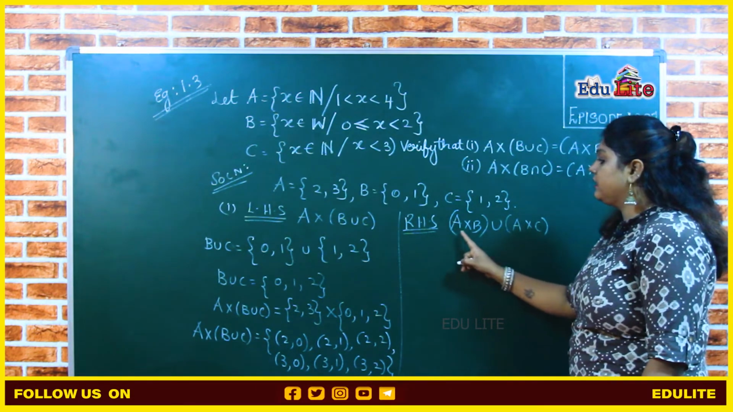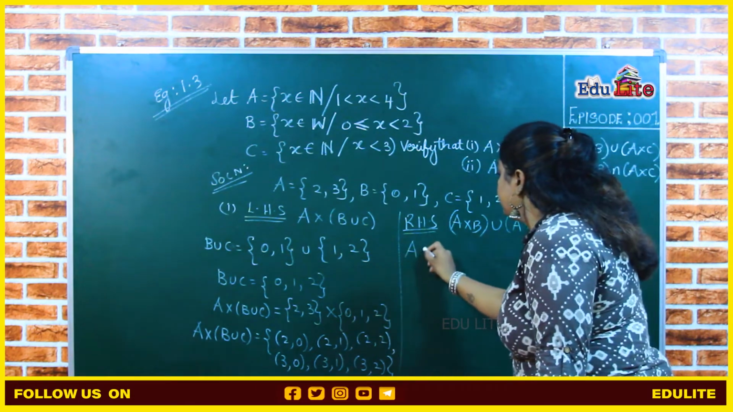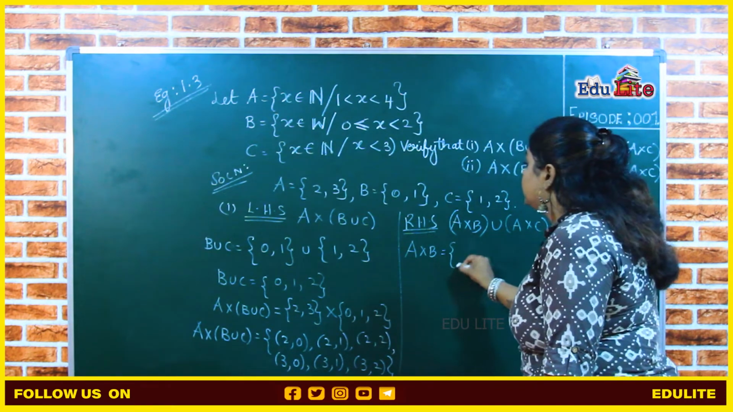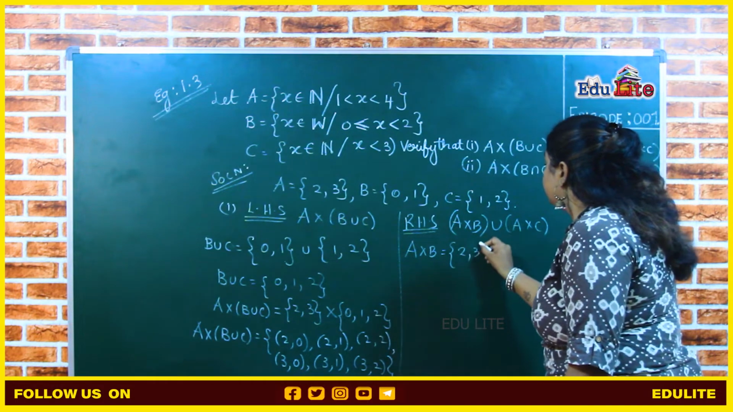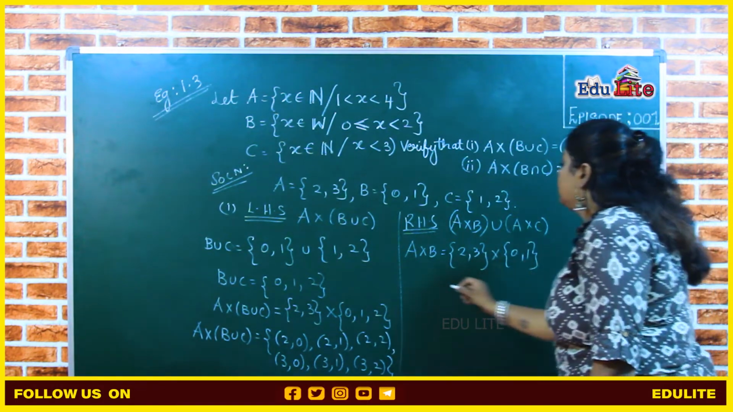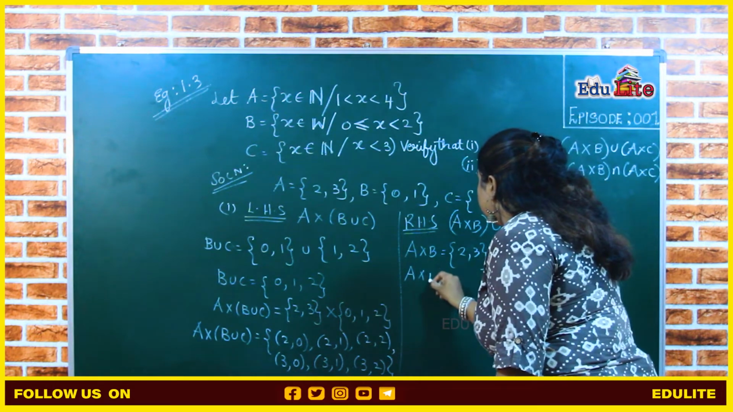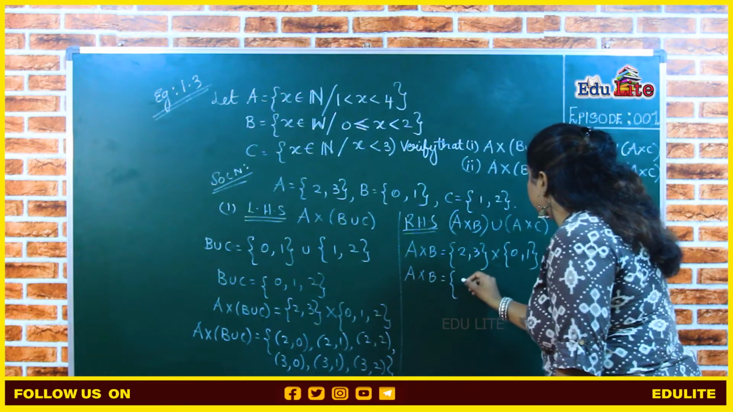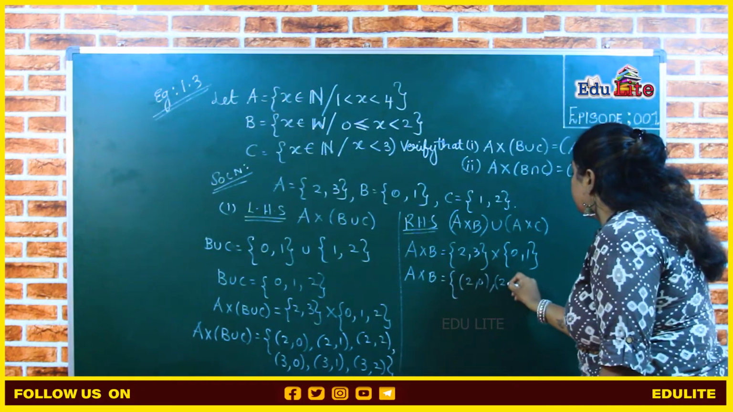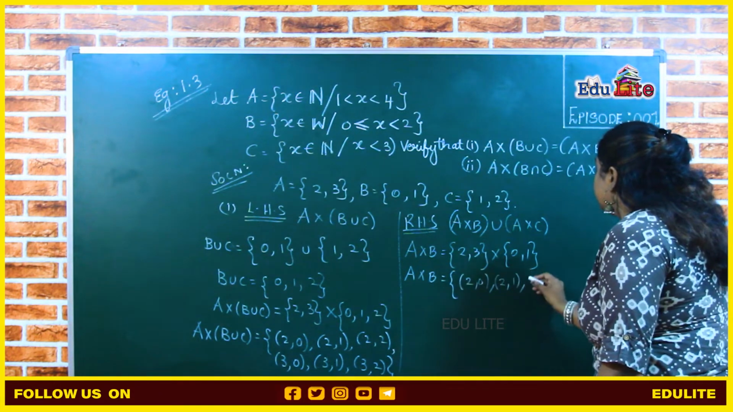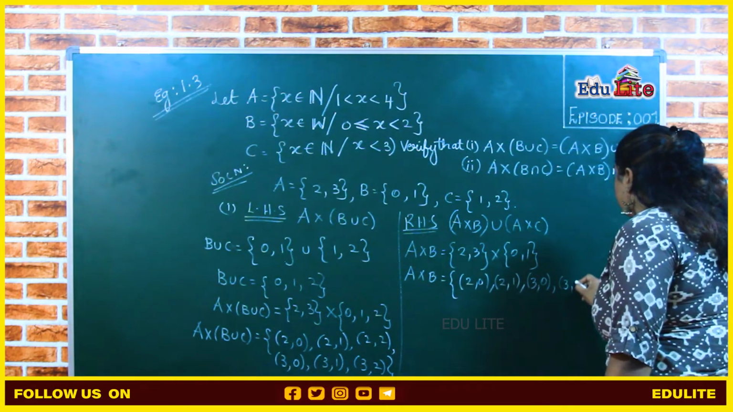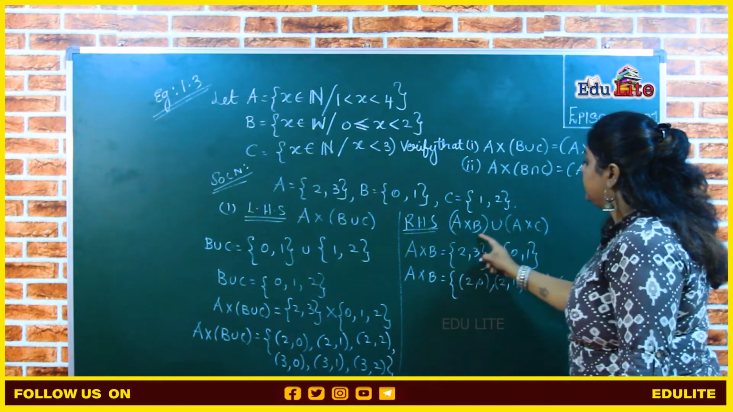Within the brackets, first we will do A cross B. A cross B means we have to do the cross product for the sets A and B. Therefore the set A is {2, 3} cross set B is {0, 1}. Doing the cross product for A cross B, we will get the set of all ordered pairs as (2, 0), (2, 1), (3, 0), (3, 1). So we have completed this portion.